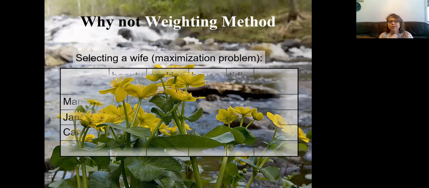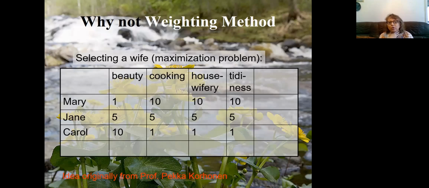This is a problem that a colleague of mine, Pekka Korhonen from Aalto University, originally proposed many years ago. This is a discrete problem for simplicity. So we have a wife selection problem. We have 3 candidates and we have 4 objectives that characterize a good wife. The candidates have been judged based on how they perform.